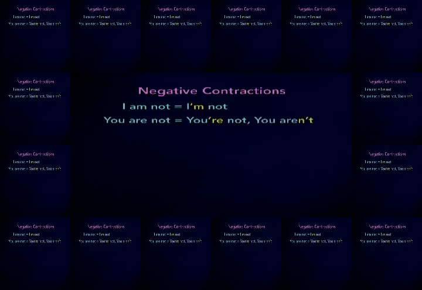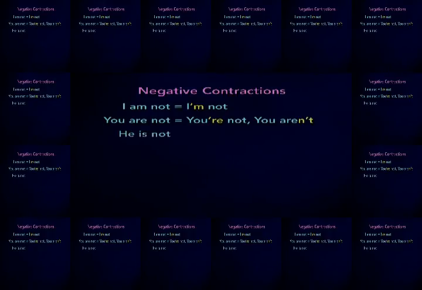Hello. In this lesson, we will combine contractions and negative statements with the verb be. Look at these negative contractions. I am not becomes I'm not. You are not becomes you're not, or you aren't. Got it? You're not or you aren't.